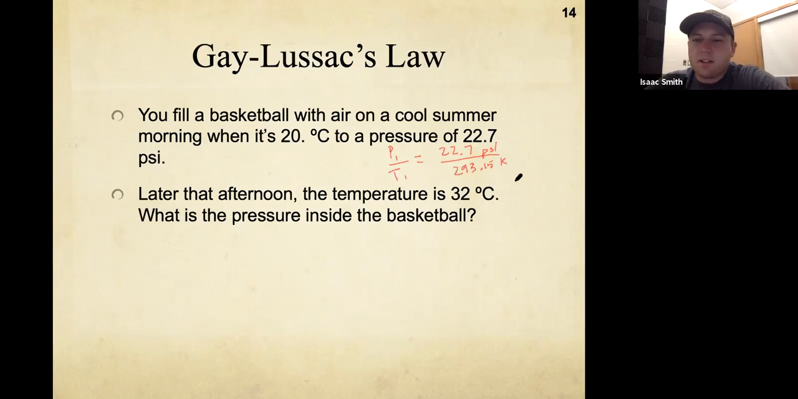Okay. So since this problem is only dealing with pressure and temperature, we have P1 over T1 is equal to P2 over T2. And it's asking what is the pressure inside the basketball later in the afternoon. So what we need to solve for is P2. So you could rearrange this equation. So basically, if you multiply both sides by T2, maybe I'll just do it over here. Multiply both sides by T2.